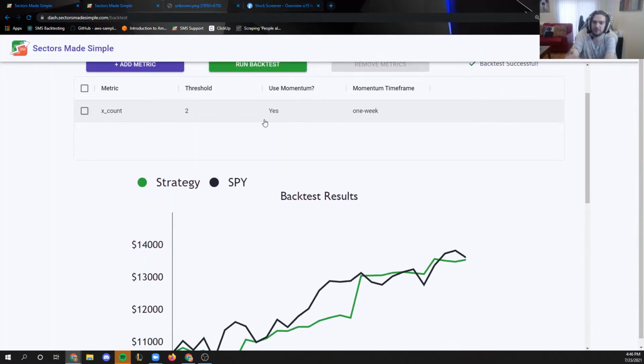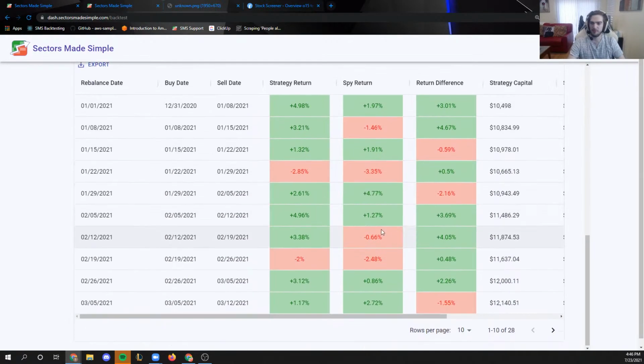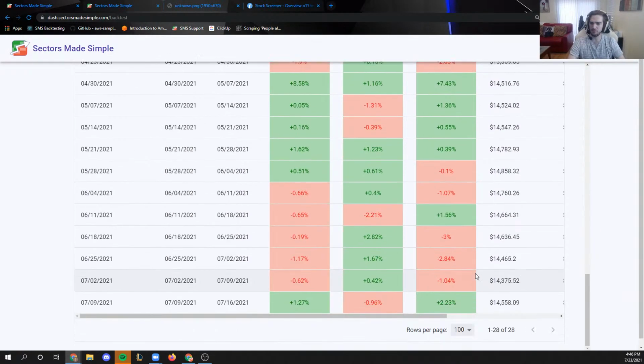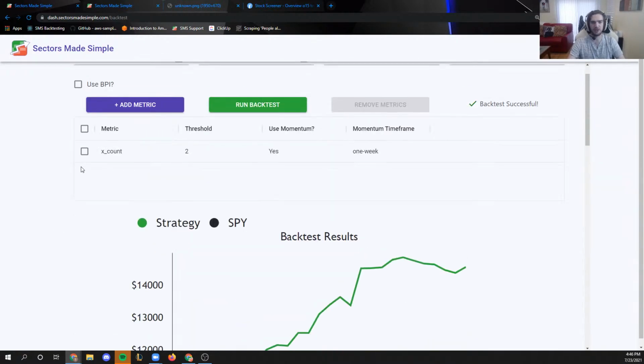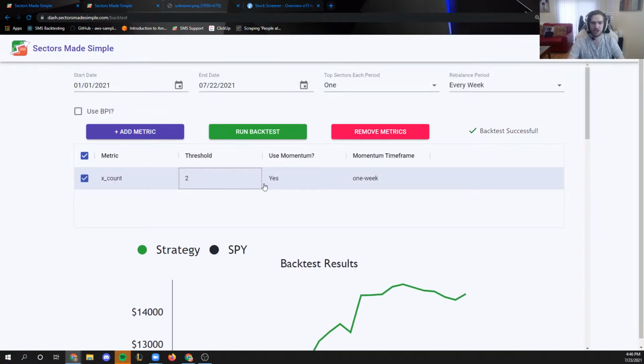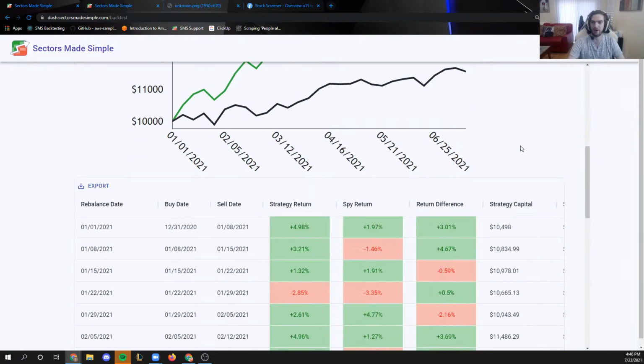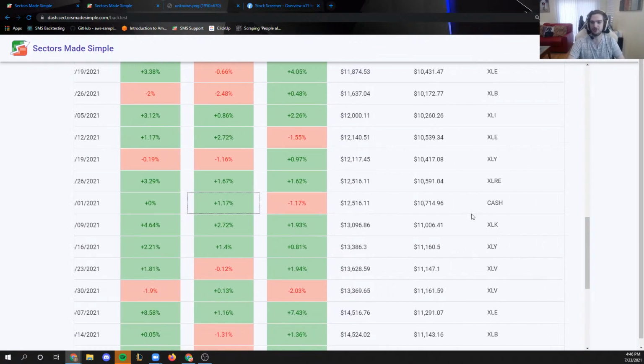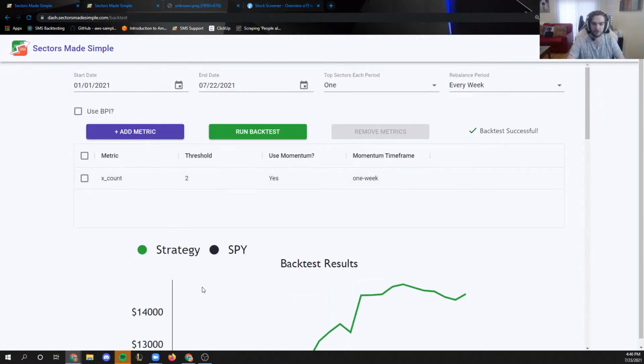Maybe we still want to keep it with an X count, but we're not doing so great since May. There's 3 weeks in a row here that we lost money. So what I could start doing is going in and adding, changing, and modifying the strategy to find a better one. And then I may not even use this to buy the top sector. I may just use this to say, what sector should I go and look at? So this backtesting becomes something that is whatever you want it to be.